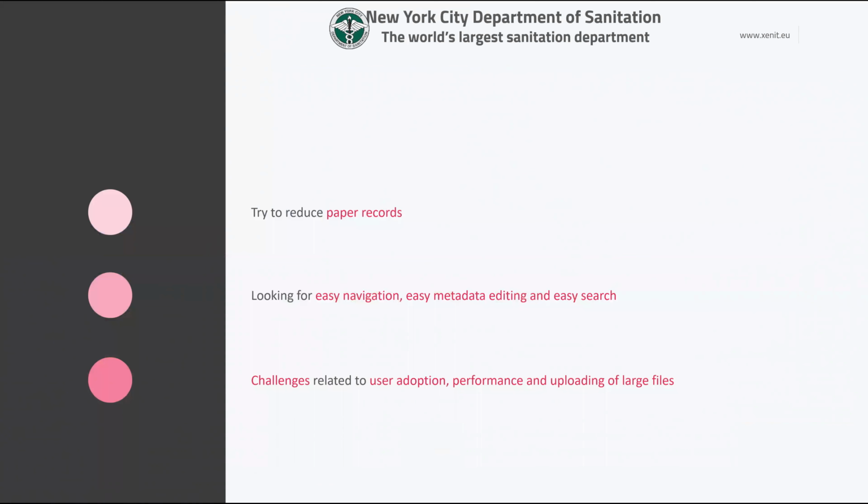The main reason that they started to use Alfresco and Desktop is that they want to get rid of the papers, and that's true for everybody. But they were looking for very easy navigation, easy metadata editing, and easy search. And they had a huge challenge with user adoption and also with performance. Uploading large files was very heavy and even impossible. So when they had a large file, with most of the interfaces that they tried, one way or the other, it was aborted, and they were not able to upload the full file.